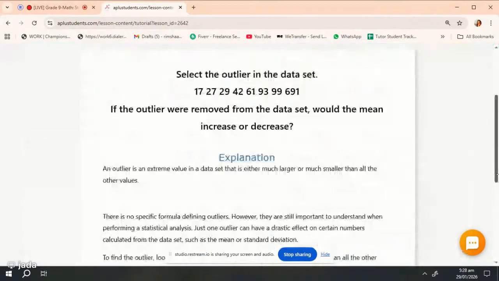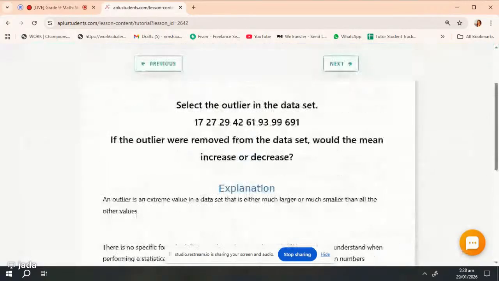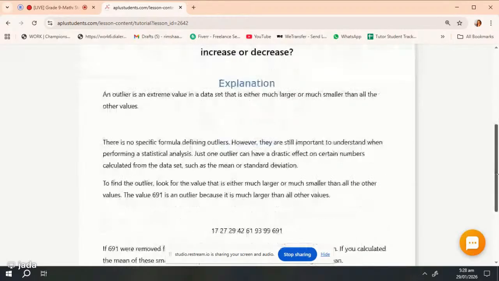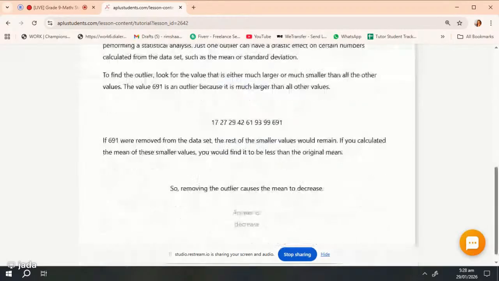Let's solve this question. First of all, you guys tell me what the outlier is in this data. It's 27, 29, 22, 61, 93, 99, and 691. What is the outlier in this data? Think about it and then tell me the answer. 17 or 691. This is a much larger value. Okay, now we are checking it.